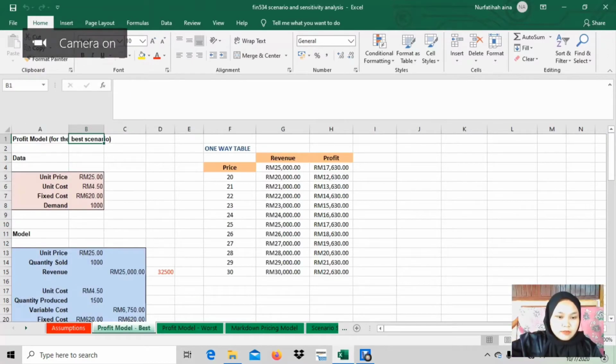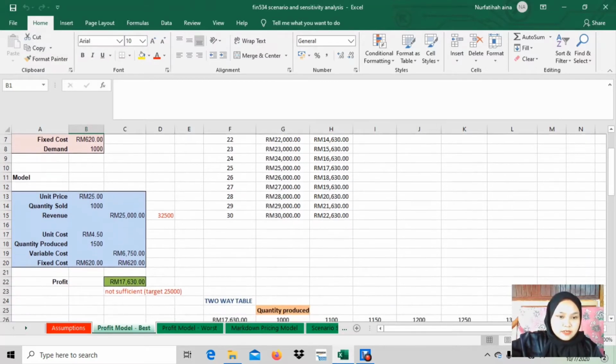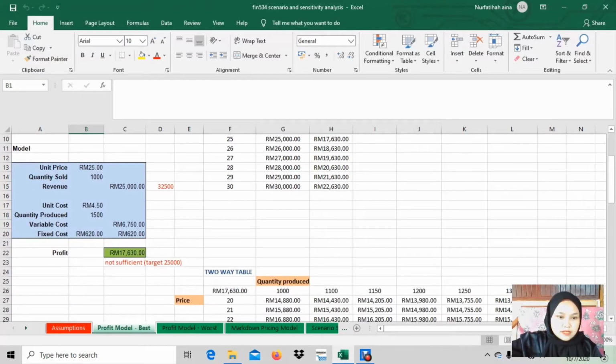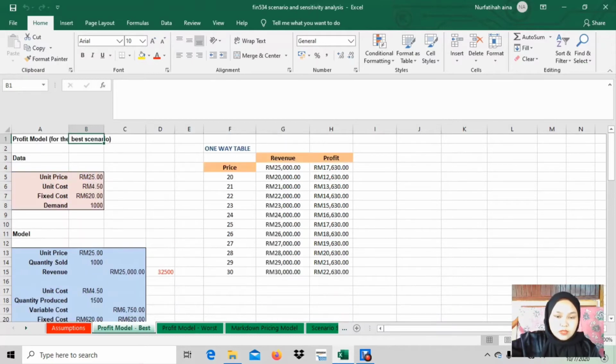Next is the profit model for the best scenario. As you can see here, the revenue I get is RM 25,000, the variable cost is RM 6,750, and the fixed cost is RM 620. After I subtract all these costs, the profit I get is only RM 17,630. It is not sufficient because my profit target is RM 25,000 and my revenue target is RM 32,500. So because of that, I need to change the data.